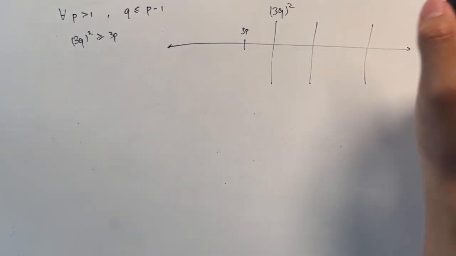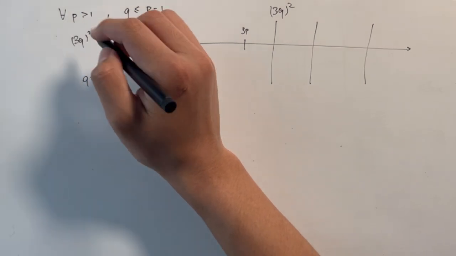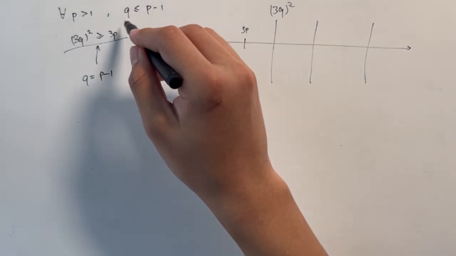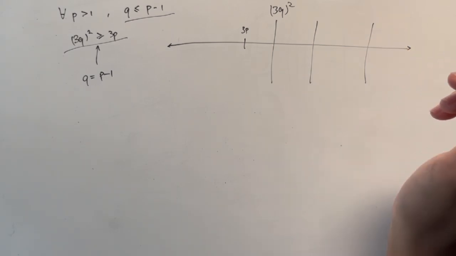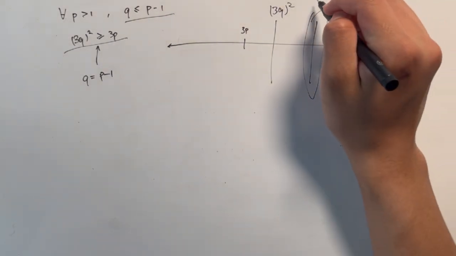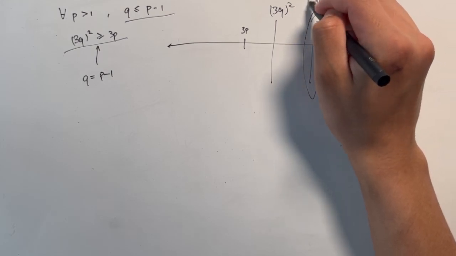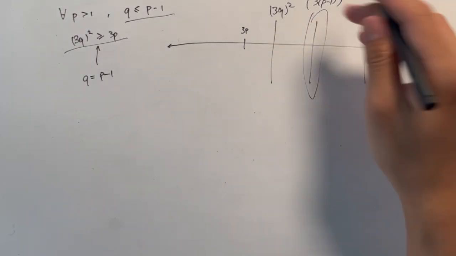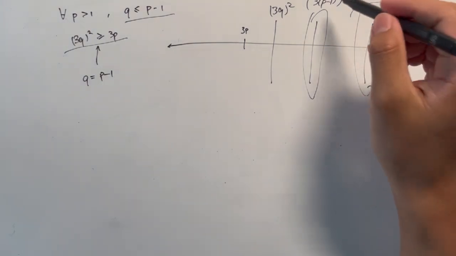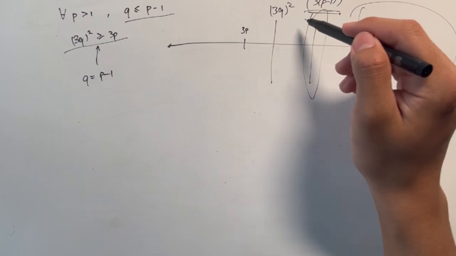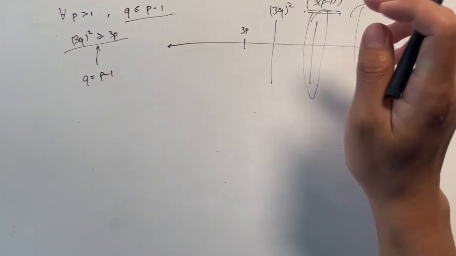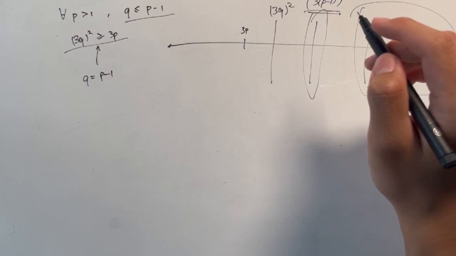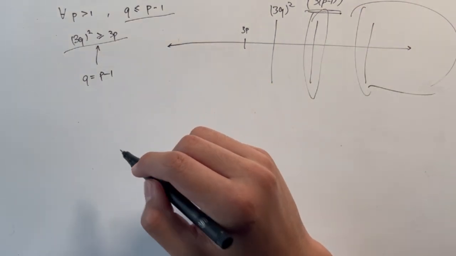A neat observation here is that if we can prove this is true when q is equal to p minus 1, then we've essentially proven this. Why is that? Let's say p minus 1 is somewhere here, so this is (3(p-1))^2. If q was greater than p minus 1, so q would be somewhere off here, then (3(p-1))^2 would be less than (3q)^2. But by definition, q is the smallest integer, and p minus 1 cannot be smaller than q. So therefore, if we can prove this, then q is less than or equal to p minus 1.